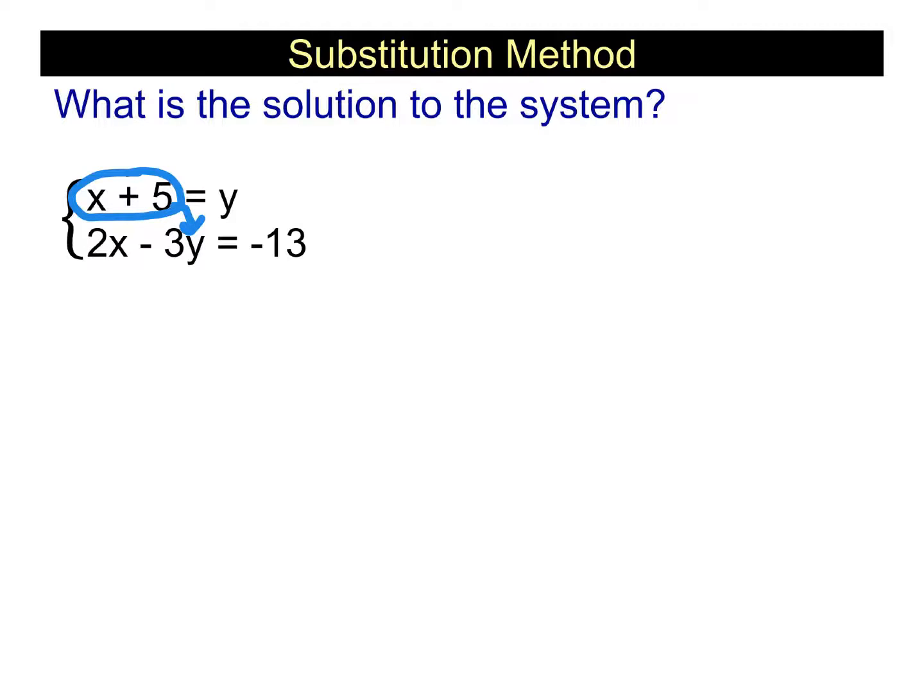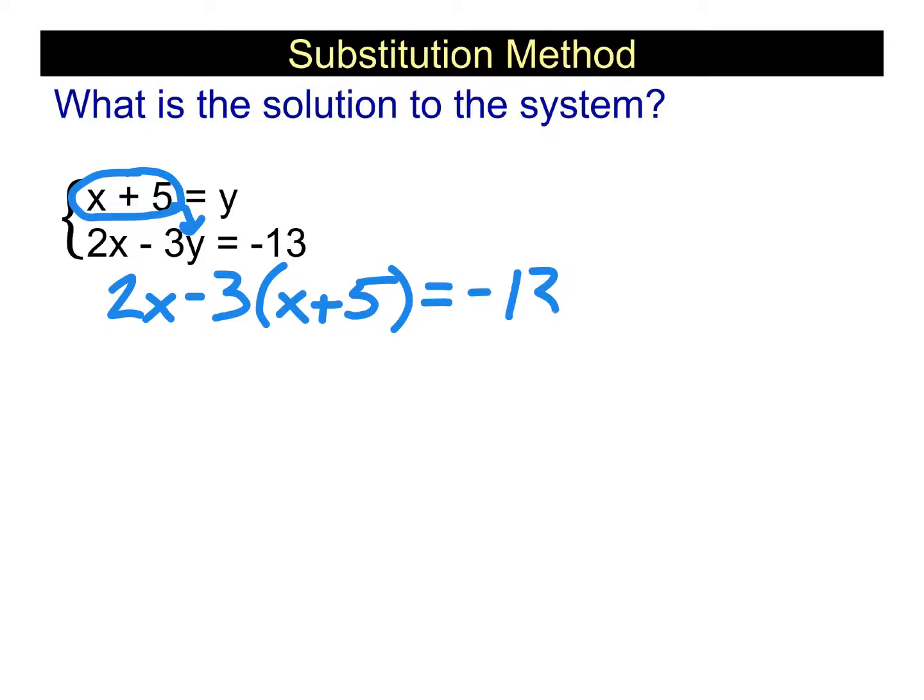So the second equation, it's 2x minus 3y, but it's no longer going to be y. I'm plugging in for y. So instead of 3y, it's 3 times (x plus 5) equals the negative 13. So it's the same equation as what we originally had here, except that I replaced y with what the first equation said that y equaled. Having done that, it's now a matter of just solving that equation for x.